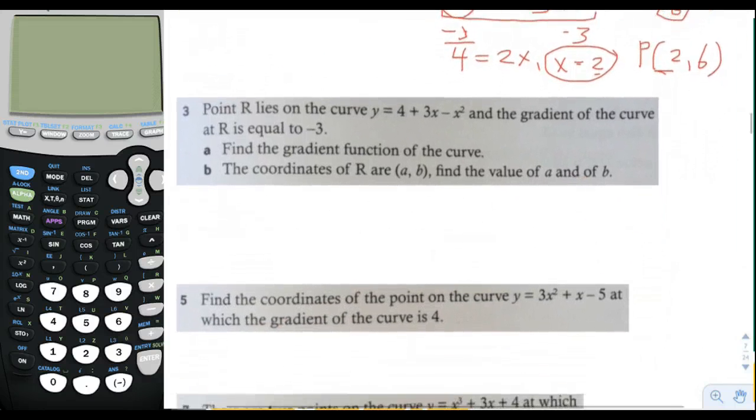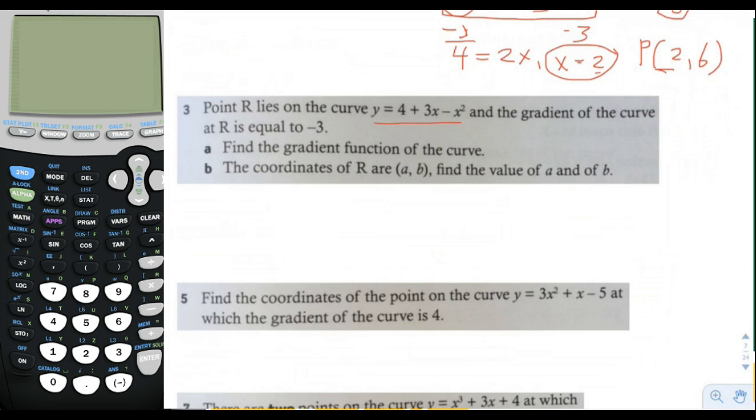Point R lies on the curve y equals 4 plus 3x minus x squared, and the gradient of the curve at R is equal to negative 3. So let's find the gradient function of the curve. They're really nice to you, and they tell you step by step what you need to do to find R. So it will be y prime equals, and the derivative of 4 is 0. The derivative of 3x is 3. The derivative of minus x squared would be minus 2x. So the gradient function is this, or the derivative is this.